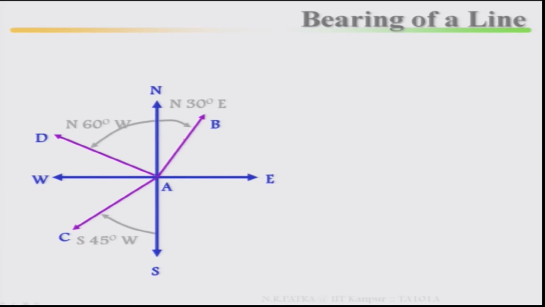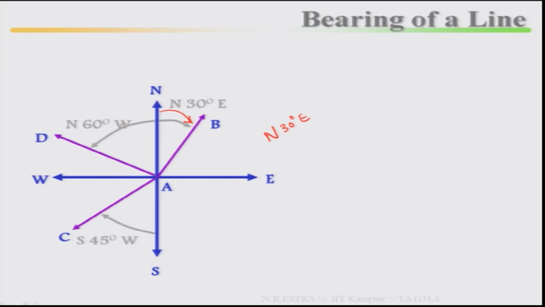Now look at here: north, south, east, west, then there is a line here, let us say A and B, travelling from north towards east. So how will it be written? It will be written as N 30 degree E, that means it goes like this from north to east. Now if I come to north to west, similarly this is a line AD, it will be written N 60 degree W.